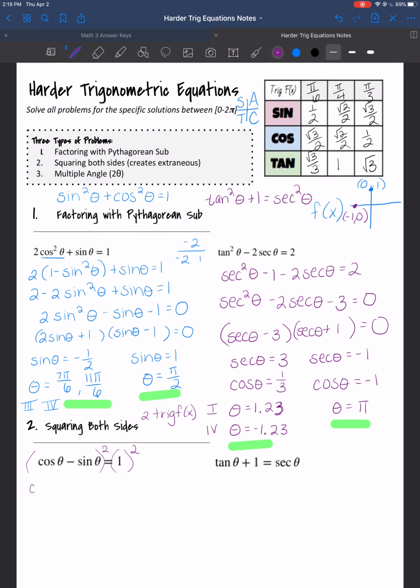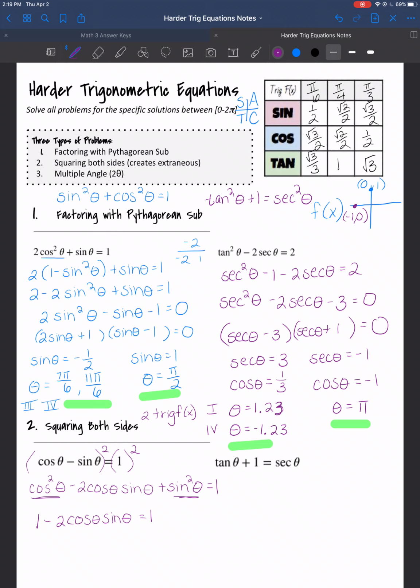So this is going to be cosine squared theta. Cosine times negative sine times 2 is minus 2 cosine theta sine theta. And then plus sine squared theta equals, on the other side, obviously 1 squared is 1. Then we're going to clean this up a little bit. Right here, cosine squared and sine squared is equal to 1. Minus 2 cosine theta sine theta equals 1.